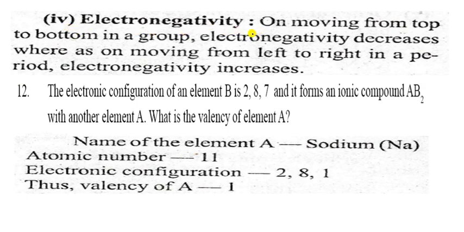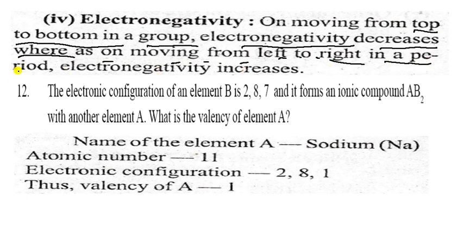It is the fourth, electronegativity. On moving from top to bottom in a group, electronegativity always decreases. Remember, whereas on moving from left to right in a period, electronegativity increases.